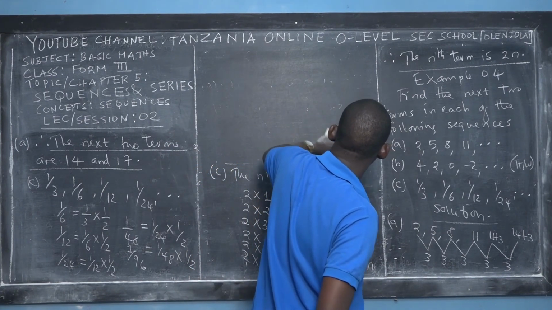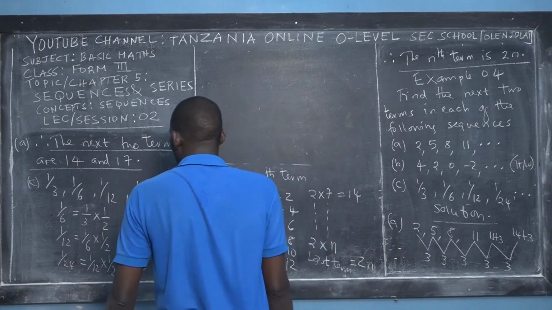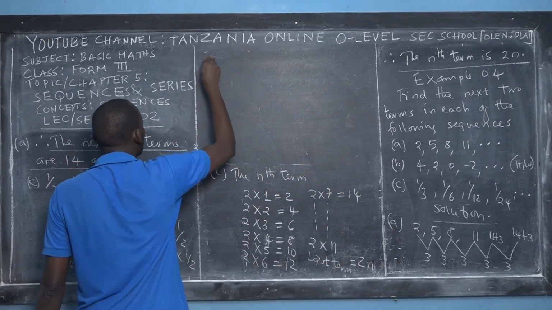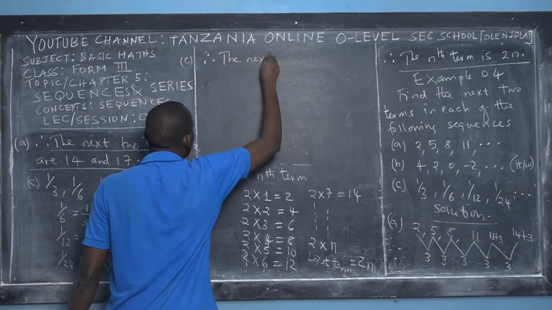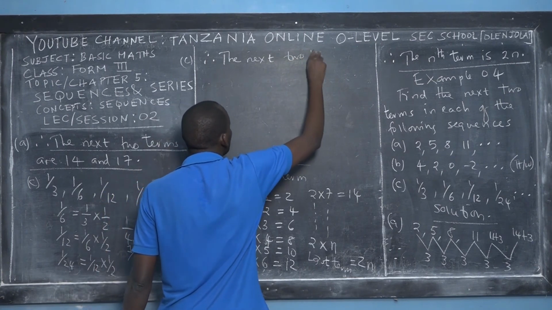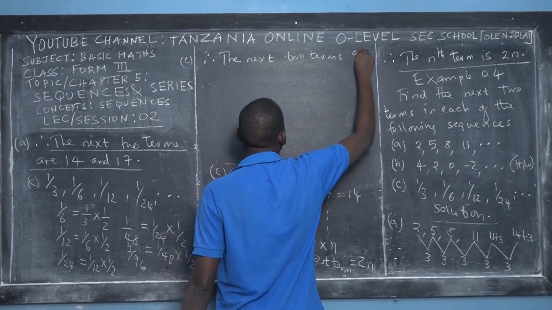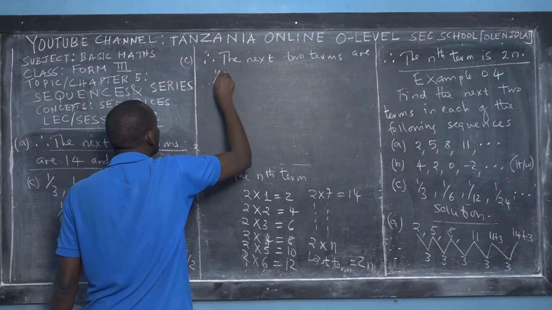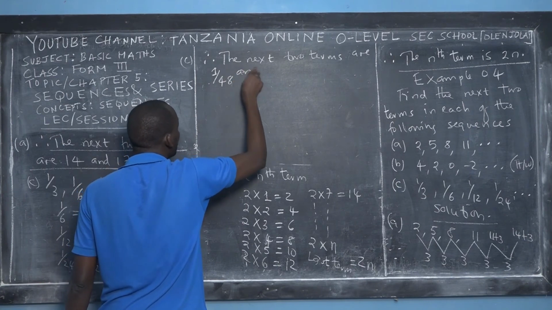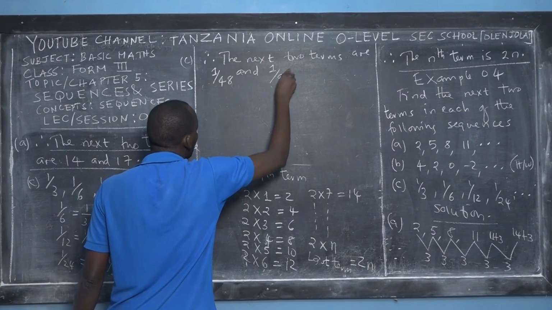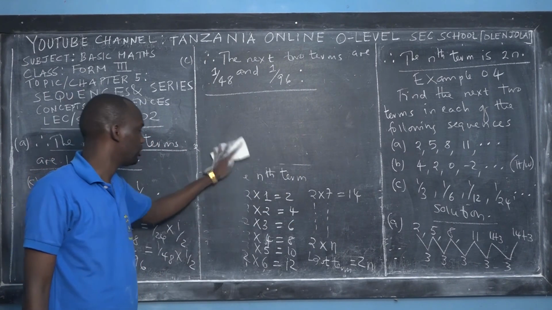Right? So if that's the case, for Roman C, we say the next two terms are 1 over 48 and 1 over 96. That's the response for that question.